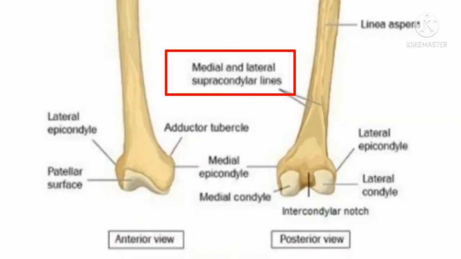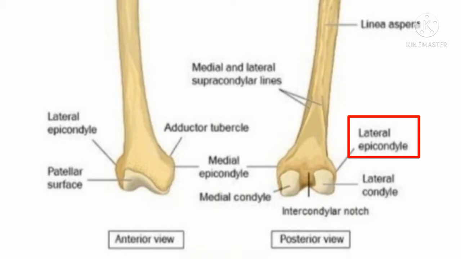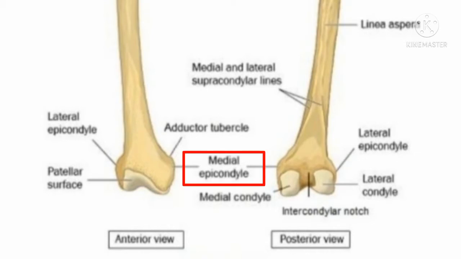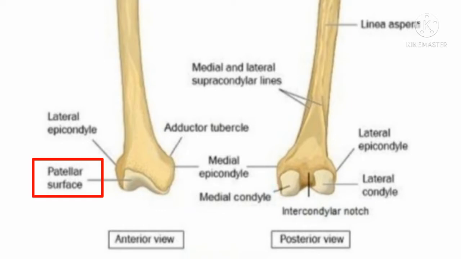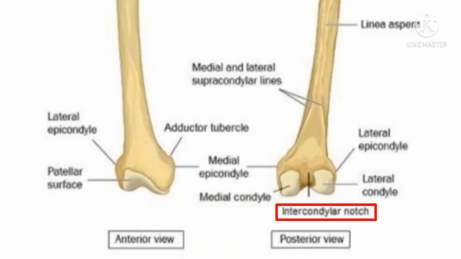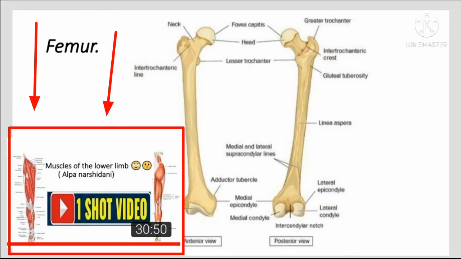This is the medial and lateral supracondylar line. This is the adductor tubercle. This is the lateral epicondyle. This is the medial epicondyle. This is the lateral condyle. This is the medial condyle. This is the patellar surface and this is the intercondylar notch. These are the parts of the femur. Attachments of the muscles we had already seen in this video.